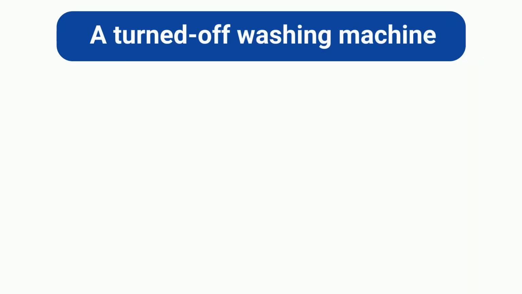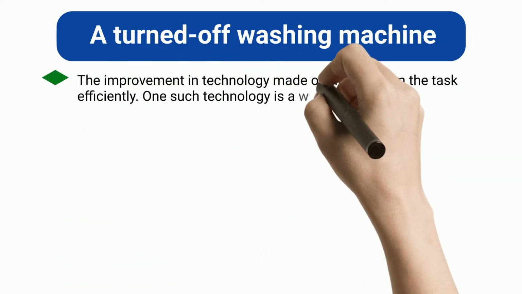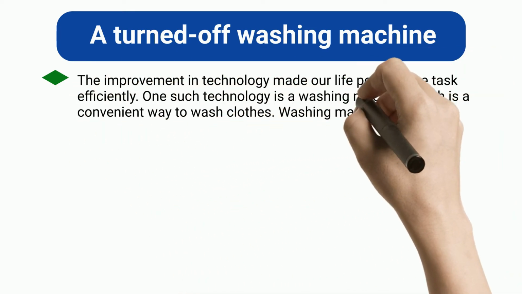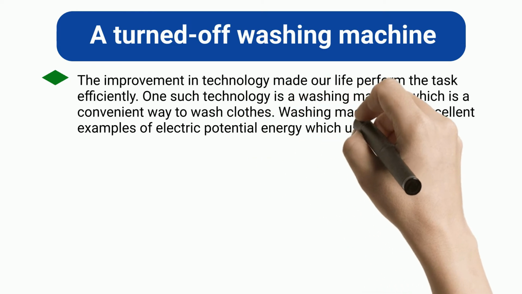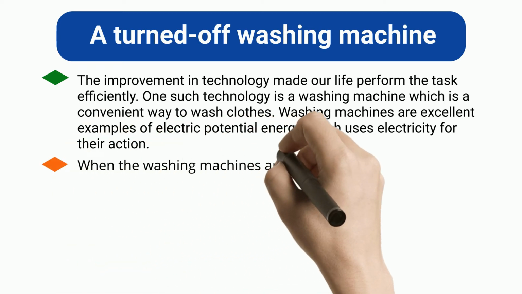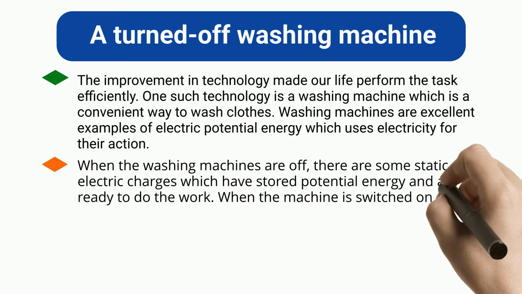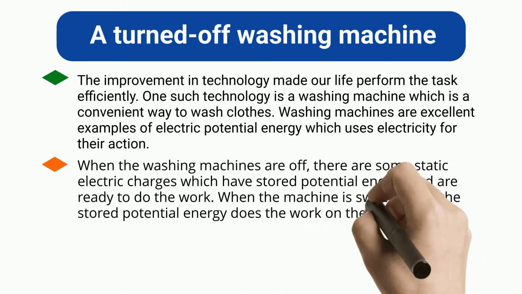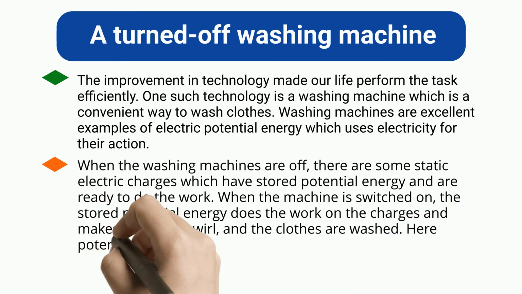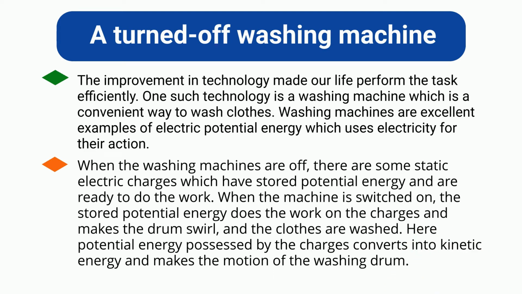A turned-off washing machine. The improvement in technology has made our lives perform tasks efficiently. One such technology is the washing machine, which is a convenient way to wash clothes. Washing machines are excellent examples of electric potential energy, as they use electricity for their action. When the washing machine is off, there are some static electric charges which have stored potential energy and are ready to do work. When the machine is switched on, the stored potential energy does the work on the charges and makes the drum swirl, and the clothes are washed. Here the potential energy possessed by the charges converts into kinetic energy and makes the washing drum move.